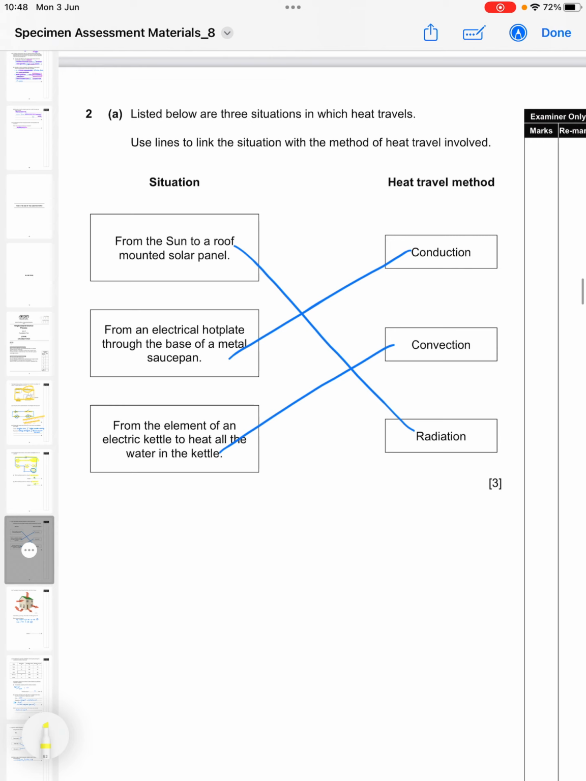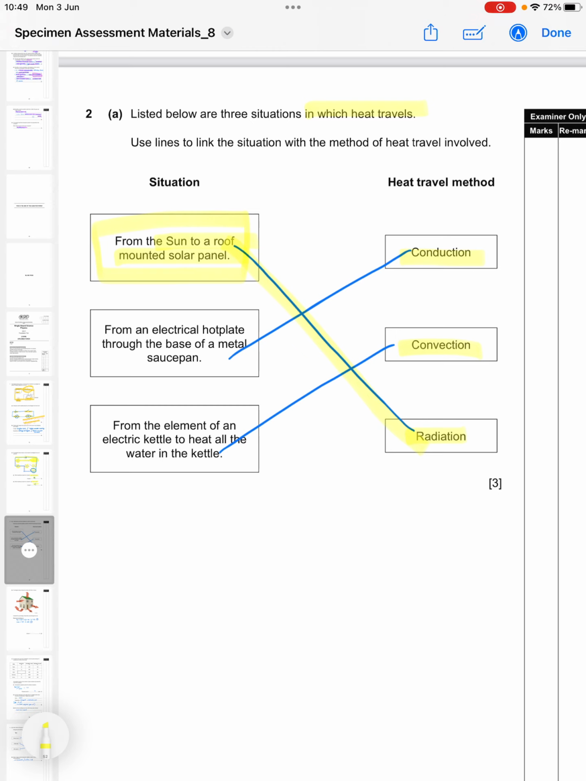Next question. Listed below are 3 situations in which heat travels. Use lines to link the situation with the method of heat travel involved. The 3 methods are conduction, convection and radiation. If we look at the first situation here, from the sun to a roof-mounted solar panel, that obviously is going through the air and it's going sort of down from the sun to the solar panel. So that must be radiation.